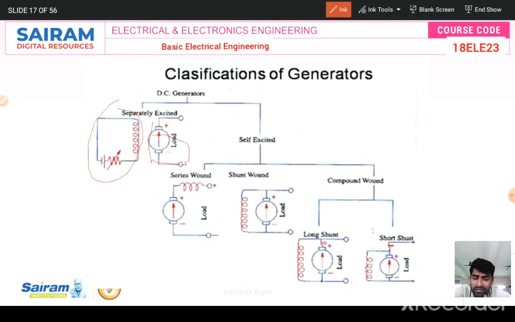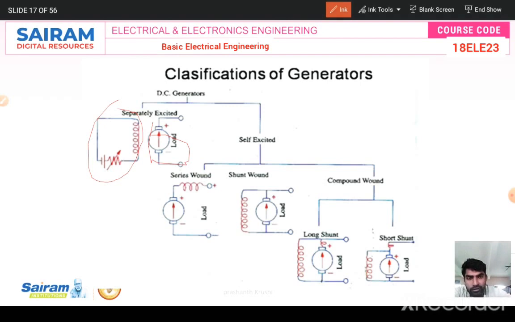In series wound, the field winding is in series with the armature, and in shunt wound, the field winding is in parallel with the armature. Compound wound has both shunt and series field windings in the generator. In the long shunt compound generator, the shunt field winding is parallel with both the armature and the series field winding. But in the short shunt, the shunt field winding is parallel with only the armature, and that part is in series with the series field winding.